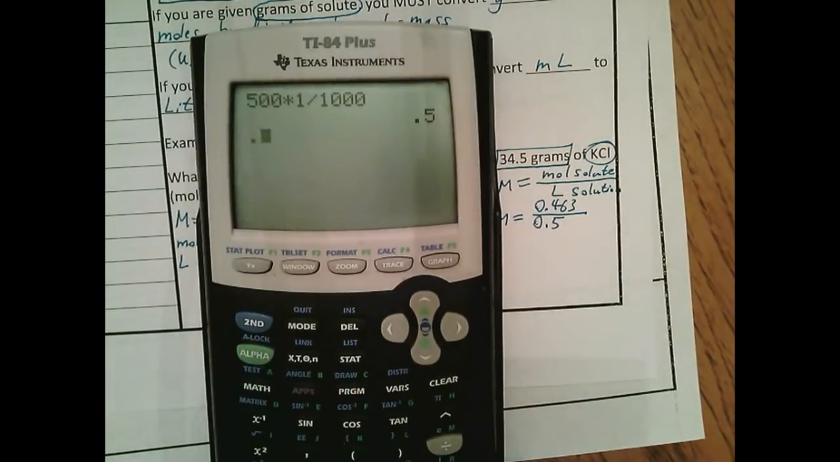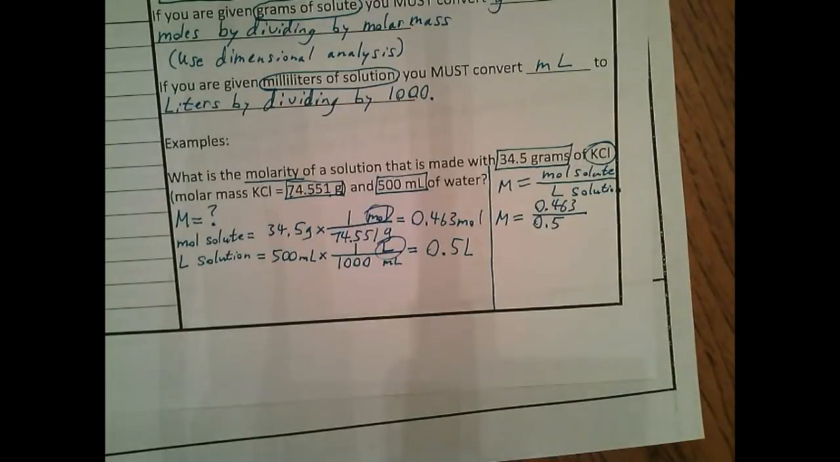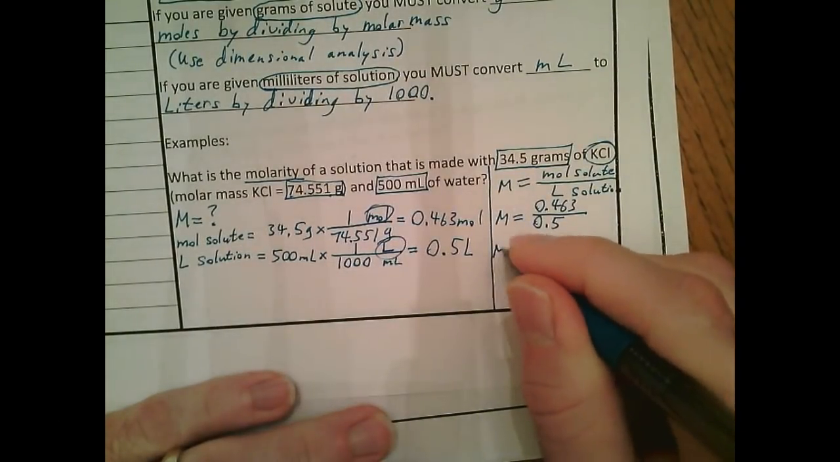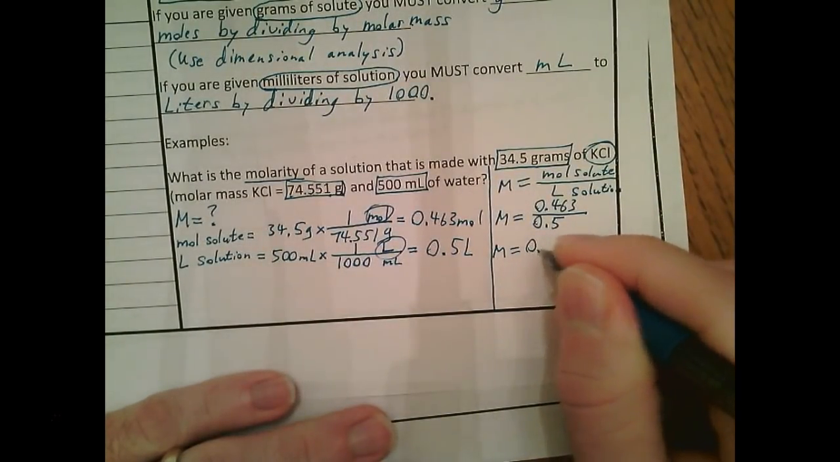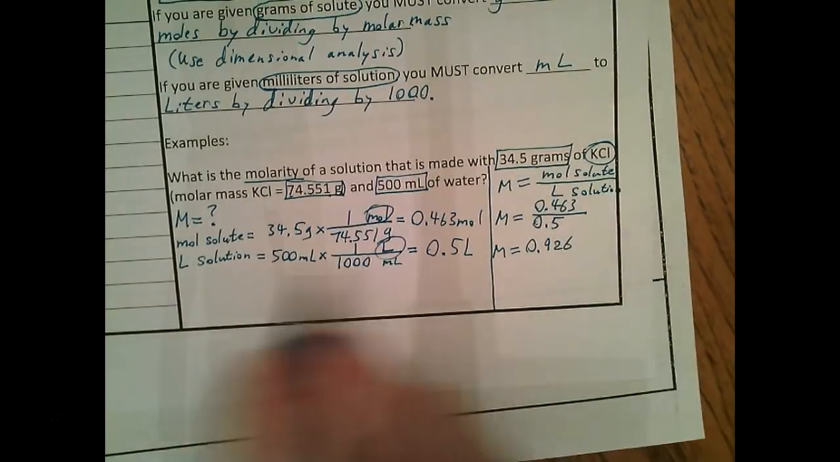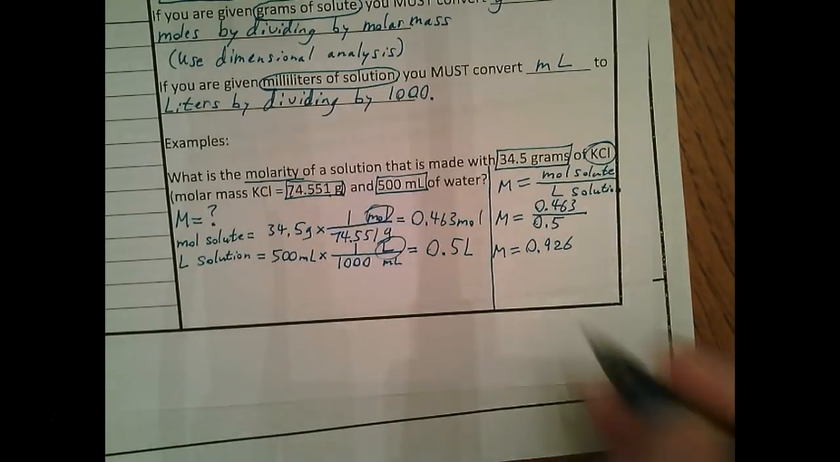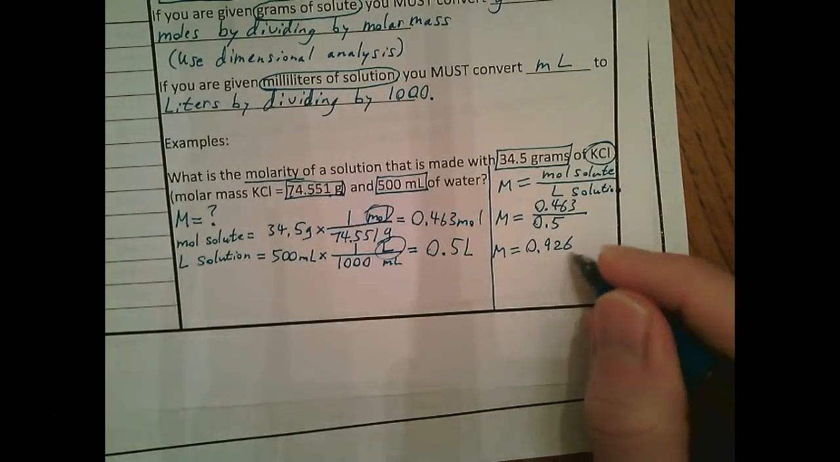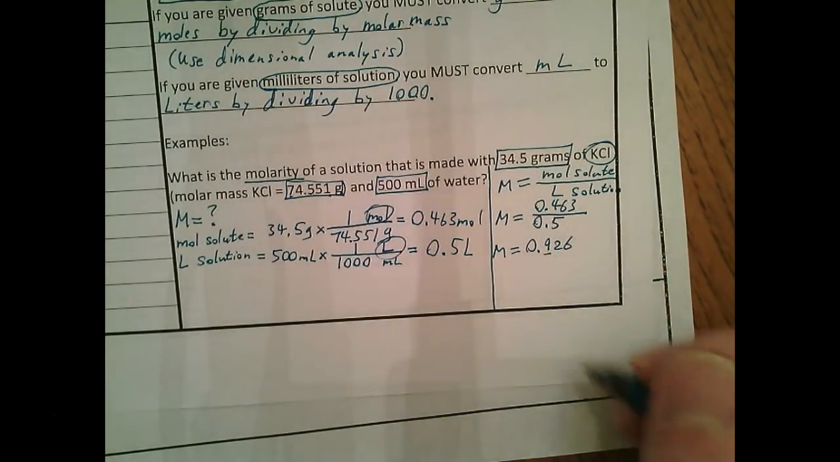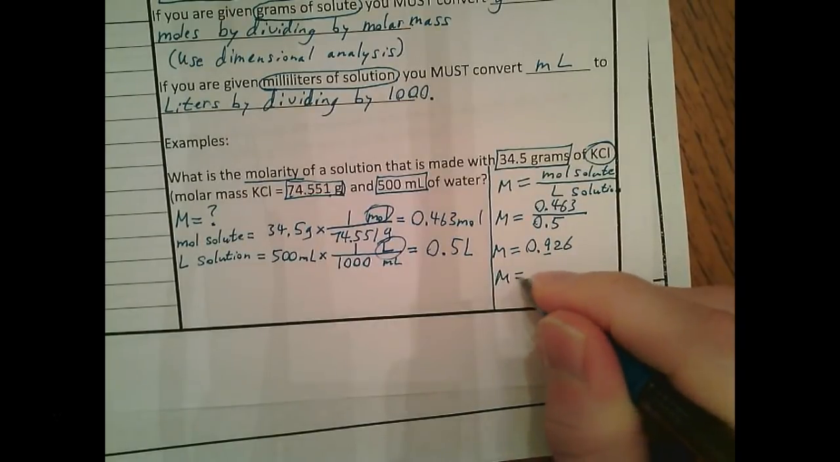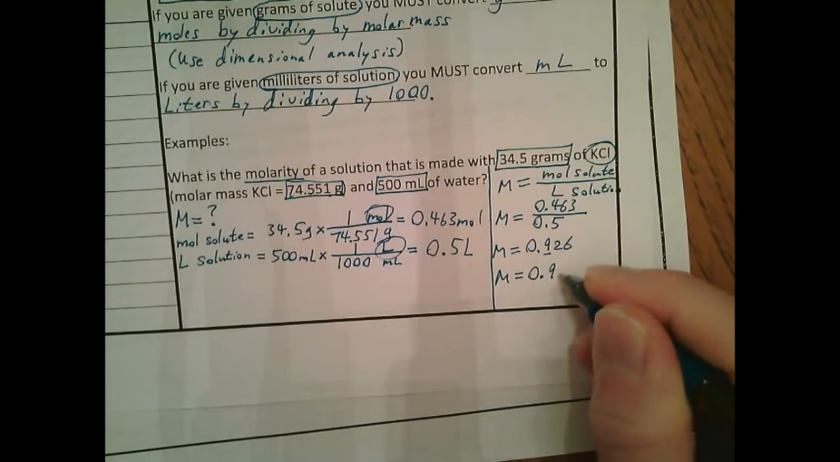So 0.463 over 0.5. Alright, I get 0.926. But because I actually only have 1 sig fig in this answer, technically speaking, I want to round that to 1 sig fig. So I'm just going to keep that number. So molarity equals 0.9 molar.